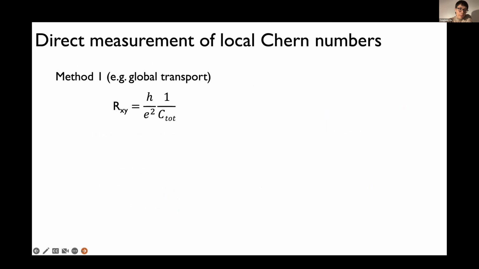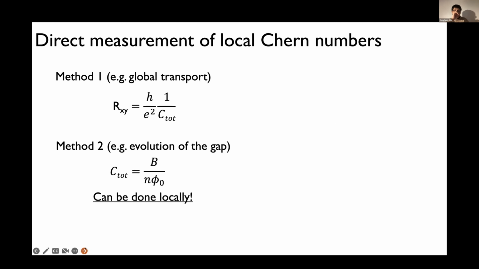But for the purpose of today's talk, what we need is a direct measurement of the local Chern number. The most popular technique to do this is to measure Rxy. If you see a quantized plateau, then you can extract the Chern number of the system. But another way to do this is to use what's called the Streda formula. Basically, you monitor the evolution of the gap as a function of magnetic field and density. And the really nice thing about the second method is that this can be done locally.